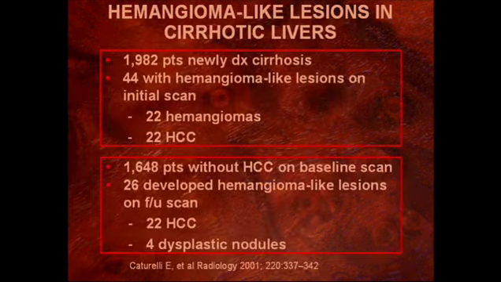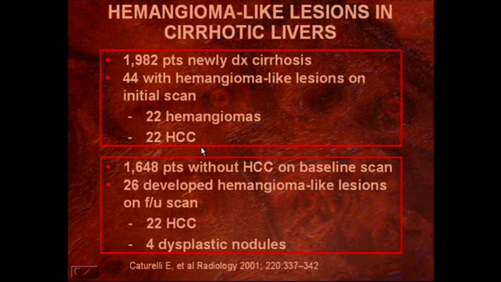Well, that comes from a study that was conducted in Italy, where they looked at hemangioma-like lesions in patients with cirrhotic livers. They had a large patient population, almost 2,000 patients with newly diagnosed cirrhosis, and 44 of those patients had hemangioma-appearing lesions. Ultimately, of those 44, 22 were proven to be hemangiomas, but 22 were proven to be hepatocellular cancer.